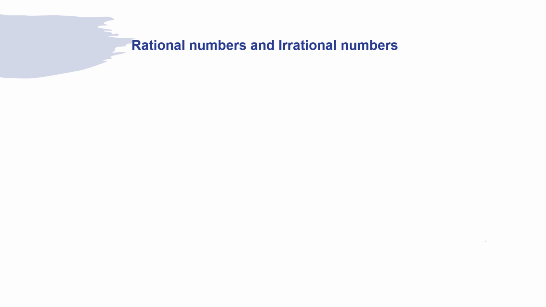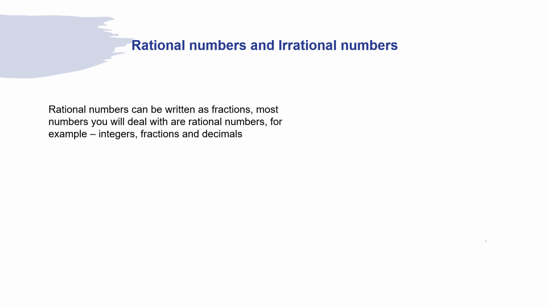Rational numbers and irrational numbers. Let's cover rational numbers. A rational number is any number that can be written as a fraction, where both the numerator, the top number, and the denominator, the bottom number, are integers, and the denominator is not equal to 0.